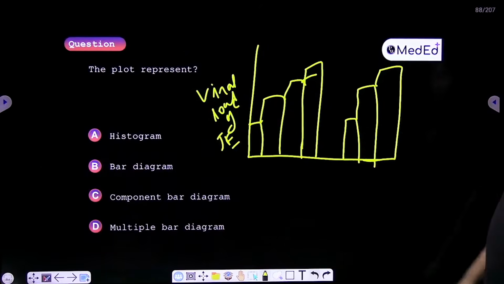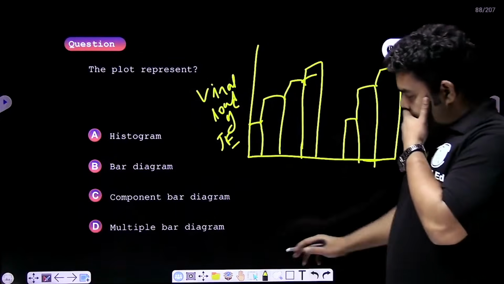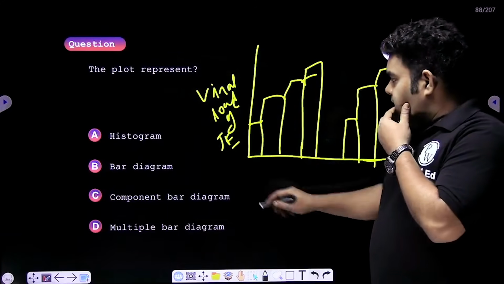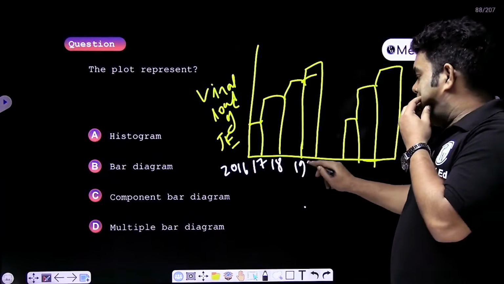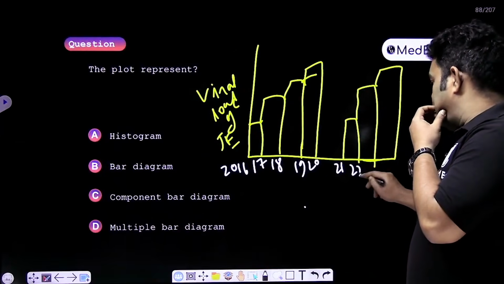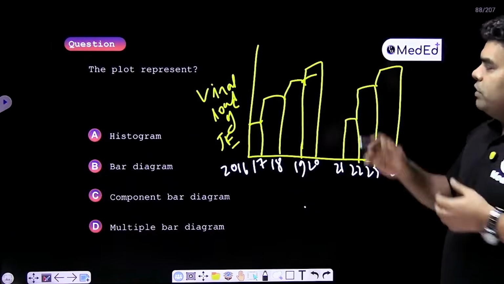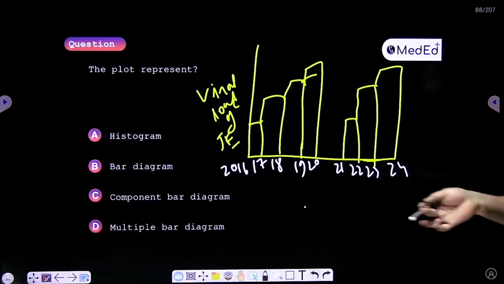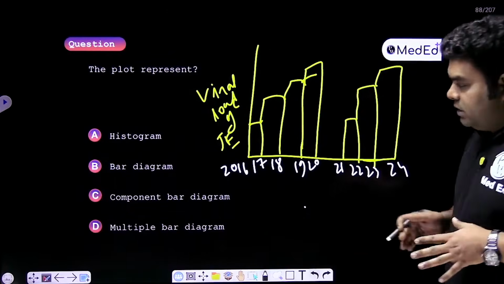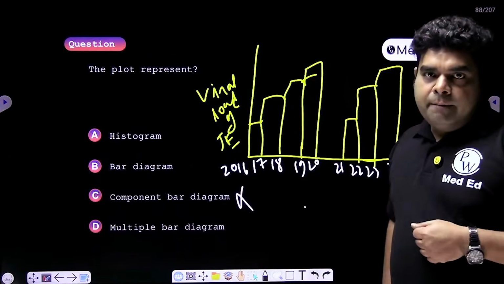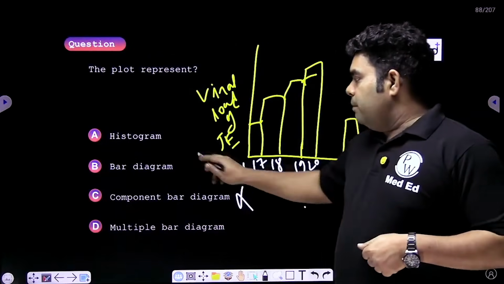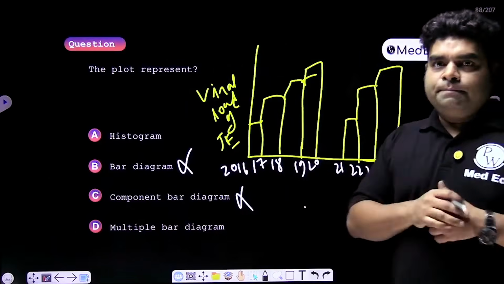Which diagram is this? And I'm writing it with some years, let's say 2016, 17, 18, 19, 20, 21, 22, 23, 24. Which diagram is this? Is this a histogram, bar diagram, component bar, or multiple bar? Of course, it cannot be a component bar because in a component bar it is one above another. It's not a bar diagram because in a bar diagram, after each bar there is a gap.